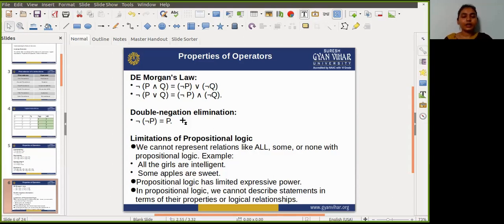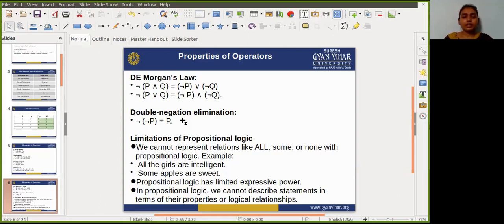The next one is a limitation of propositional logic. We cannot represent relations like all, some, or none with propositional logic. For example, all the girls are intelligent. So guys, you cannot write this sentence in the form of propositional logic.